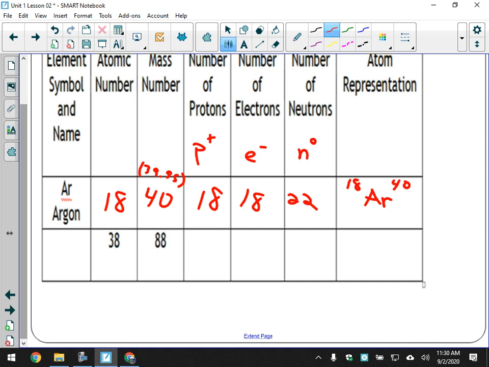Sometimes you'll see, you don't have to write down all these options, and it's not a big deal. I'm just saying, sometimes you're going to see argon with a 40. That's it, because we know argon has to be number 18. It's 18 protons. That's what makes argon argon.